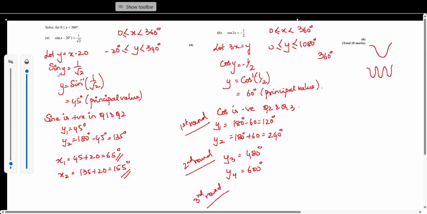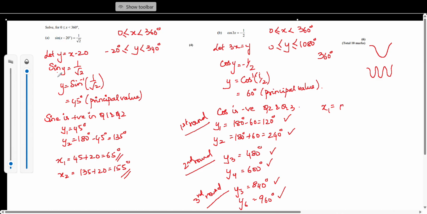Third round: 480 plus another 360, 840. Finally, y6, 600 plus 360, 960. Now that makes it 6 values. But again, y was nowhere in the question to begin with. So let us address a substitution.